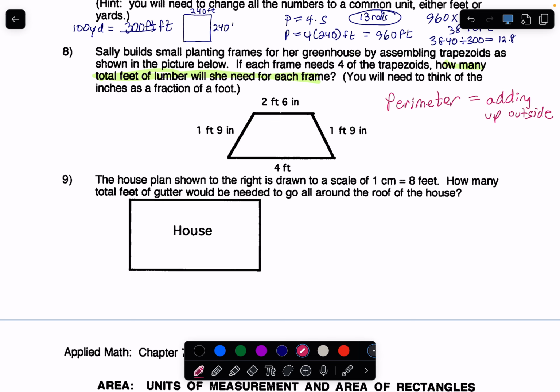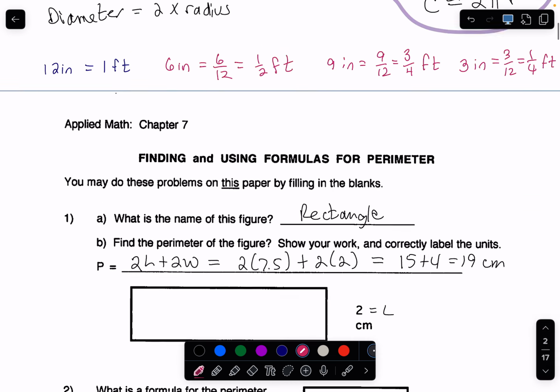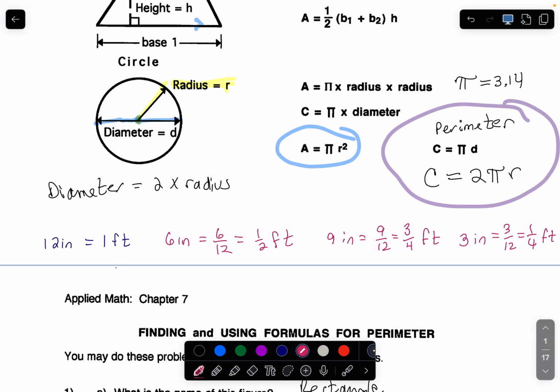9 inches was what fraction of a foot? 3/4. Does anybody know what 3/4 is as a decimal? 0.75. 3/4 is 0.75. Let's add that to our paper. So this is 0.75. This is 0.5. This is 0.25. So 3/4, or 3 quarters in your pocket, is worth 75 cents, 0.75. We're going to use the decimals because I think that's probably the easiest way to approach it. We could definitely use the fractions. It's not a big deal.